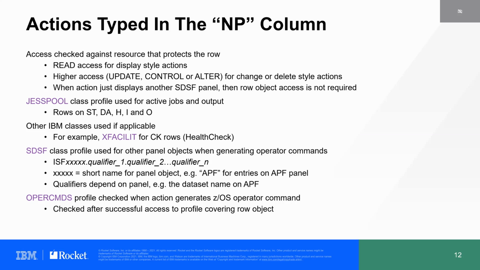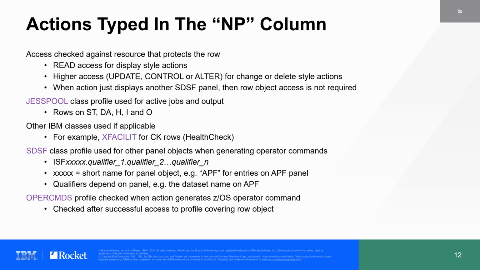We do some checks, as I said before, on JES class profiles for active jobs and outputs. So rows on ST, DA, HI, and O, we will check the JES profile. So if you try and browse a job with an S, we're going to make under the covers a JES class profile check for read access to that. Certain panels will have other classes and resources that we check as well. And a good example here is the XFACILIT class for the health check rows. Okay, so there's an XFACILIT profile that protects each named health check.